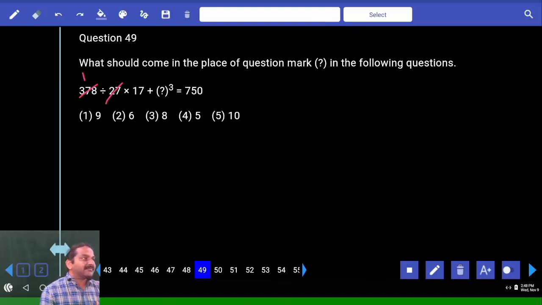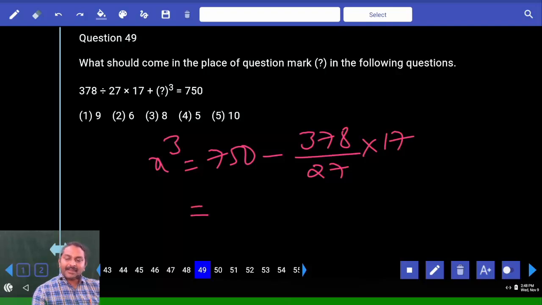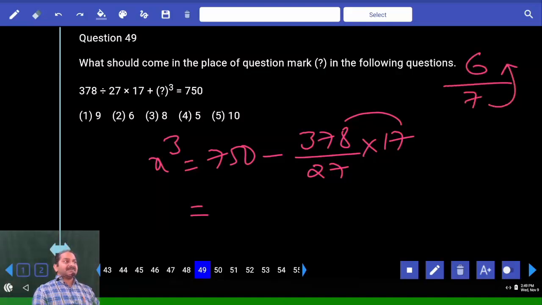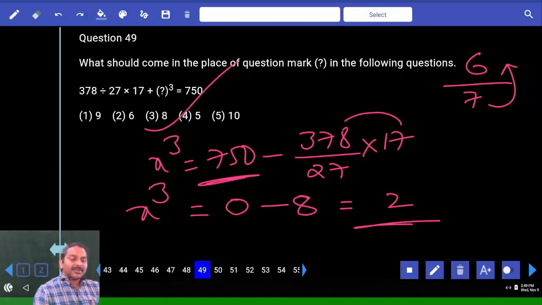Once, come on. Otherwise, x cube is equal to 750 minus 378 by 27 into 17. Right. 7 into 8 ends with 6. Denominator ends with 7 into which number ends with 6? First number ends with 0. Negative number ends with? Then x cube value ends with? Which cube ends with 2? Third option. Yes.